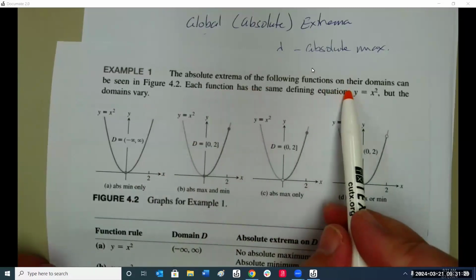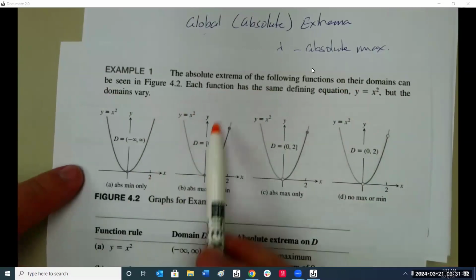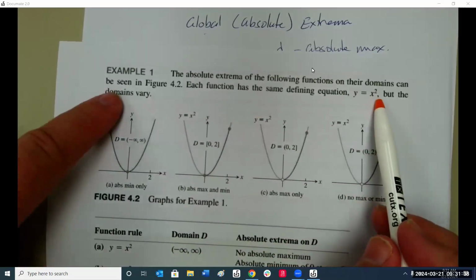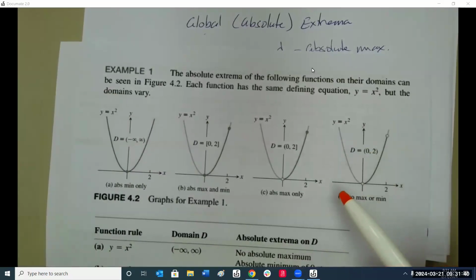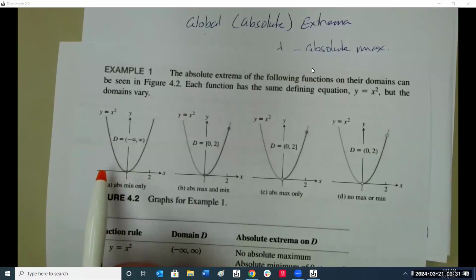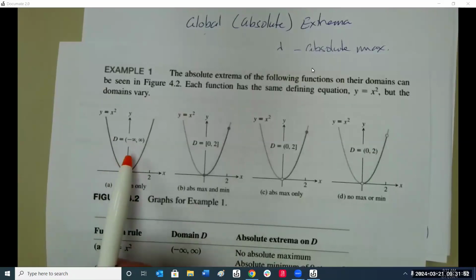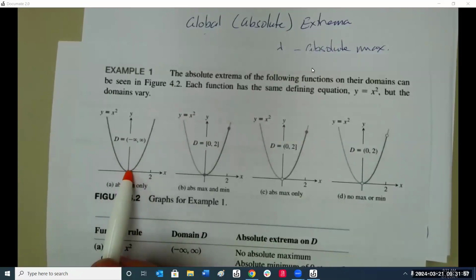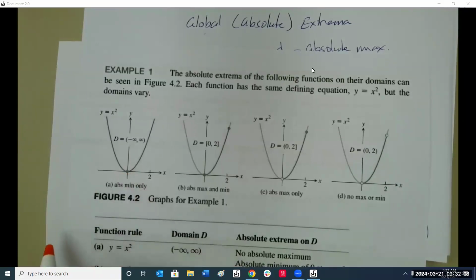Find the absolute extrema of the following functions, whose domains can be seen in this graph below. Each function has the same defining equation, y equals x squared, but the domains vary. Here, the domain is negative infinity to positive infinity. So what do we have? Do we have a maximum or a minimum? We have a minima. It's the lowest point. Is it local or absolute? Both. But we say it's absolute minimum. It occurs at the vertex.